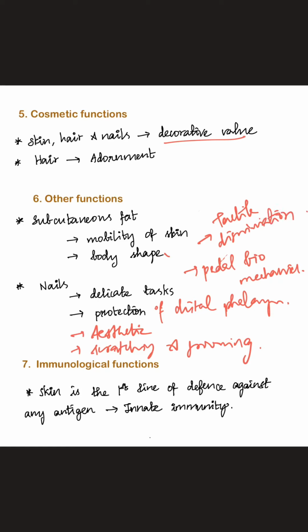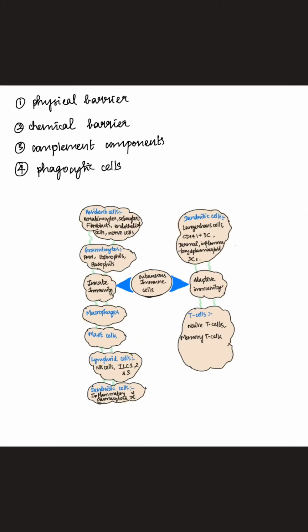Okay. So regarding immunological functions, skin is the first line of defense against any antigen, and it contributes to innate immunity. The role of skin in innate immunity is mainly contributed by four factors. One is its role as a physical barrier, chemical barrier, complement components and phagocytic cells.